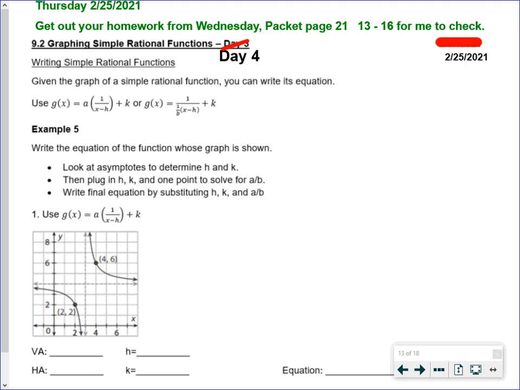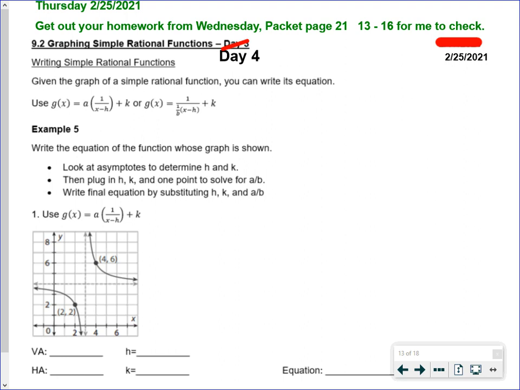How's it going, guys? Today in this video, we're going to be going over 9.2, day 4. It might say day 3 in your notes, but we're changing it to day 4. Today we're going to be going from graphs into our actual equations that we've been seeing the past few lessons.